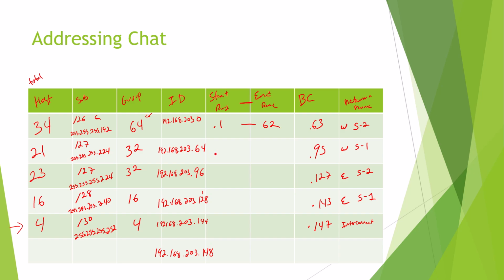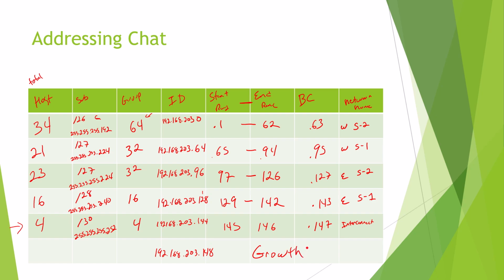So what is between 64 and 95? 65 through 94. Again, 192.168.203 is still there. I'm only writing the 4th octet. What is between 96 and 127? What is between 128 and 143? What is between 144 and 147? And again, the bottom one is left for growth.